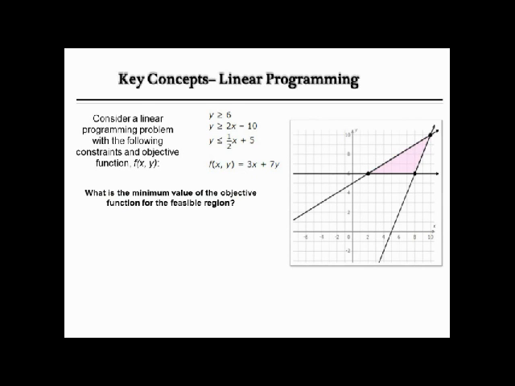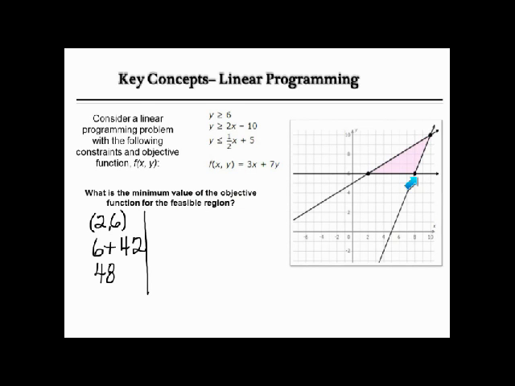My first point is when x is 2 and y is 6. So I'm going to come up to this function, make x 2 and y 6. So 3 times 2 is 6, plus 6 times 7 is 42, and 6 plus 42 is 48. So that is the value at that point.